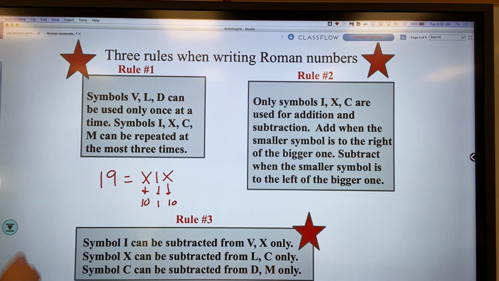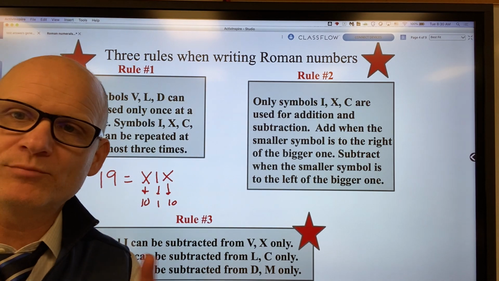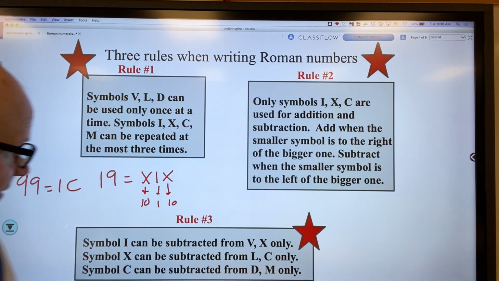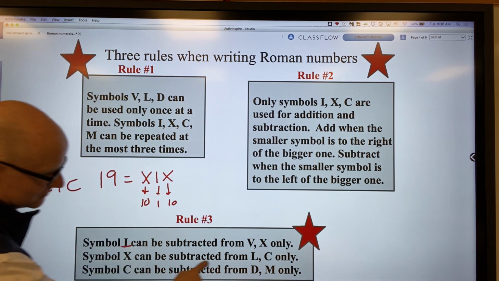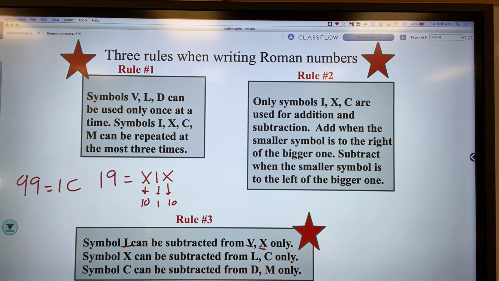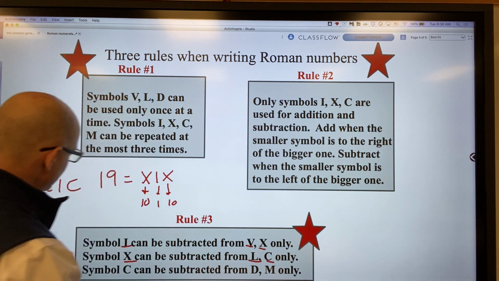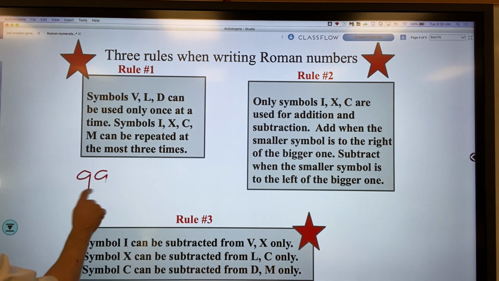But if I want to write 99, I cannot write this, sorry. If I want to write 99, I can't write that. I can't put a 1 in front of my 100. Only I can be subtracted from V and X, okay? Only X can be subtracted from L and C. So then the question is, well, how do you write 99?